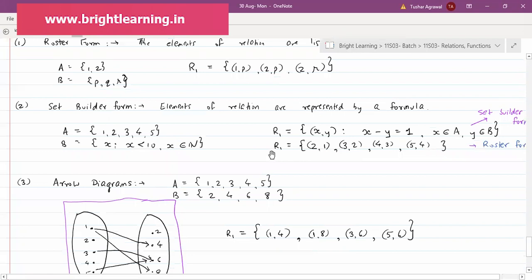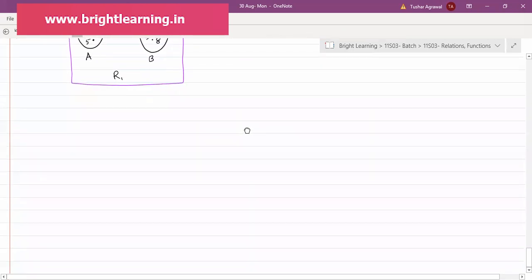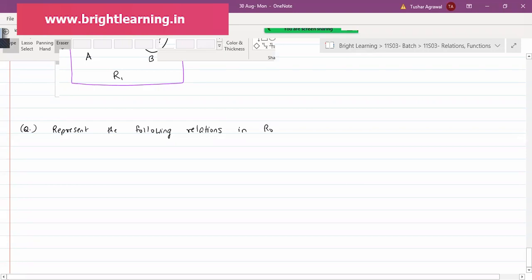Are the three representations clear? Okay, everyone. Yes, sir. Okay, so this is the representation of the relation. Represent the following relations in roster form.